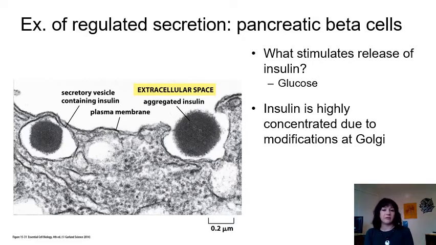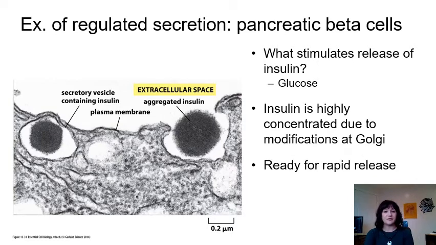One kind of neat thing about this is that the insulin, I said it's aggregated, it's specially packed in this example. We talked about how there are different types of modifications that can be made at the ER and at the Golgi apparatus. One example of a modification made at the Golgi apparatus could be something like this that helps those proteins or molecules to be secreted to pack really tightly so that you get more bang for your buck in an individual vesicle. And again, in regulated secretion, this is a good method if you need to have a really controlled and rapid response to some type of signal.